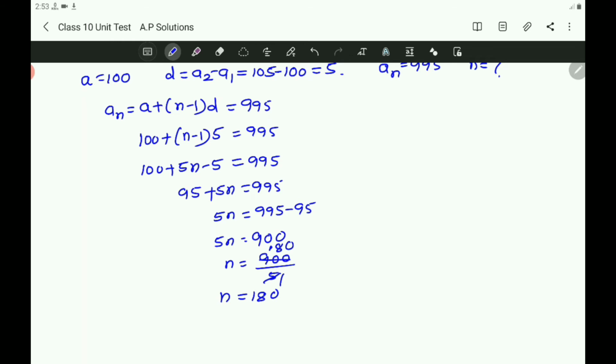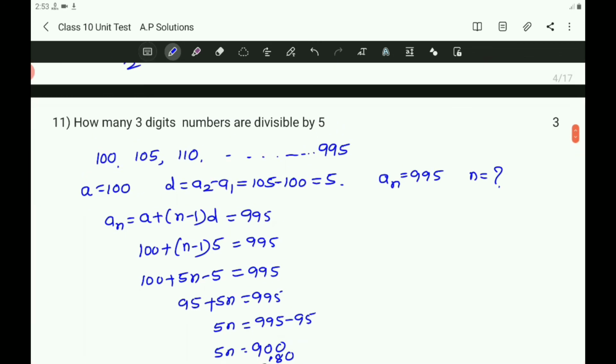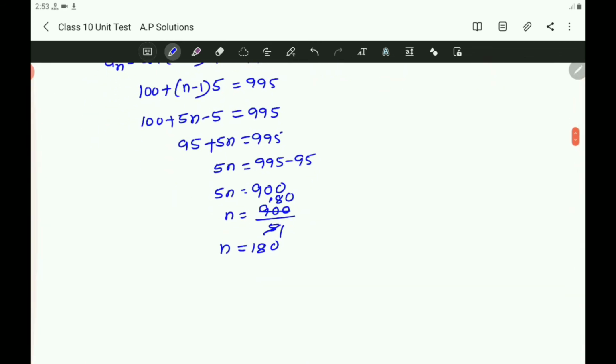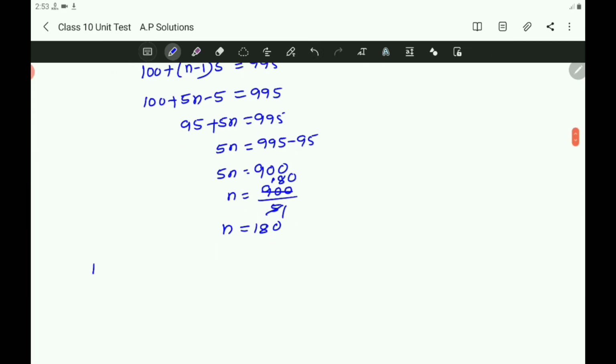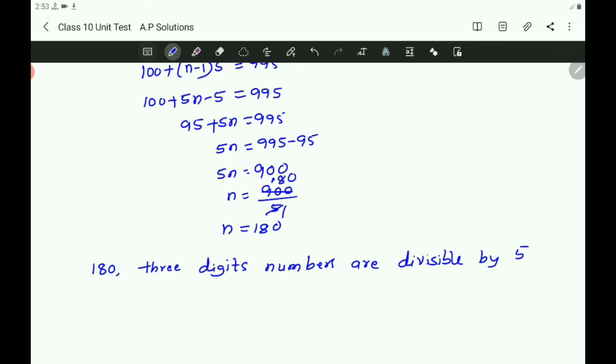N equals 180. Then how many 3 digit numbers are divisible by 5? 180 3 digit numbers are divisible by 5. So you write 180 3 digit numbers are divisible by 5.